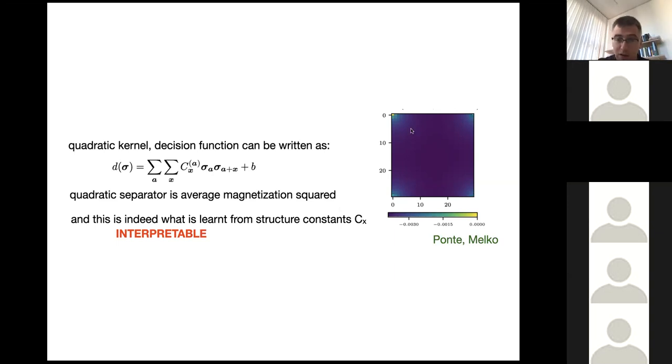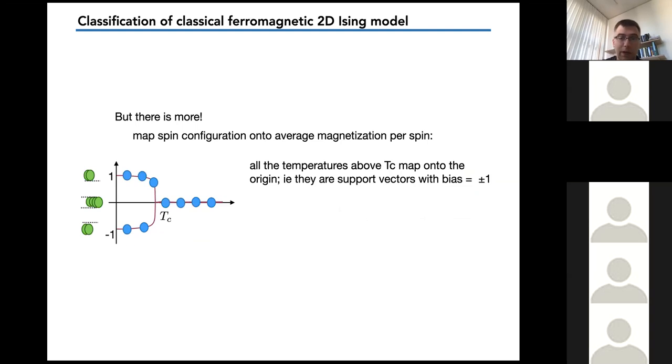And now, what do we do? So we actually build on this. And there is actually something more you can do than what I just said. And to see that, we do the following. So we first average over the whole lattice. So we map the spin configuration onto the average magnetization per spin. So I just sum up all the spins over the lattice and look at the average magnetization.